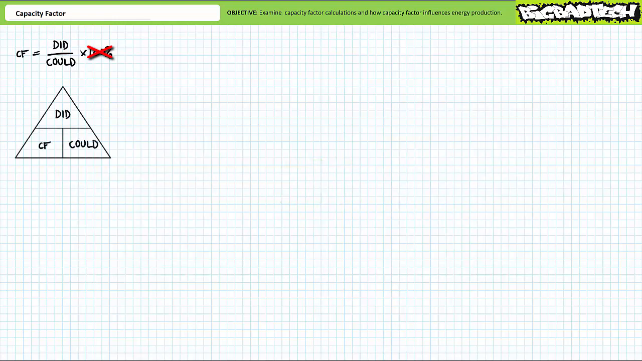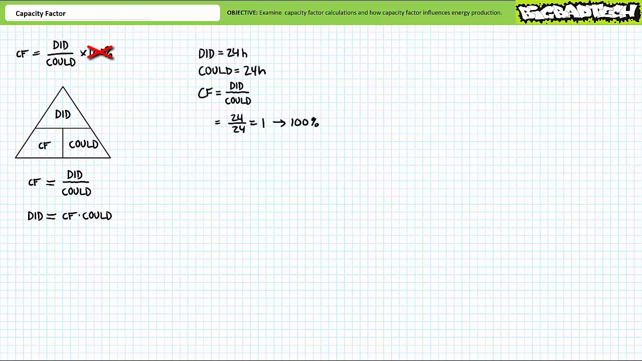Expressed graphically, we can visualize this as a triangular relationship of capacity factor, did, and could, with did at the apex, and capacity factor and could side by side at the base. To solve for capacity factor, take the time the facility did run at full capacity and divide it by the time the facility could have been running at full capacity. To solve for the time the facility did run at full capacity, take capacity factor and multiply it by the time the facility could have been running at full capacity.